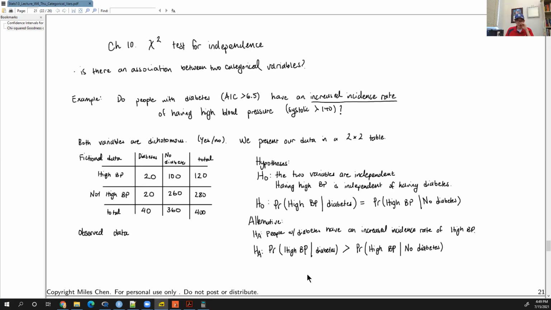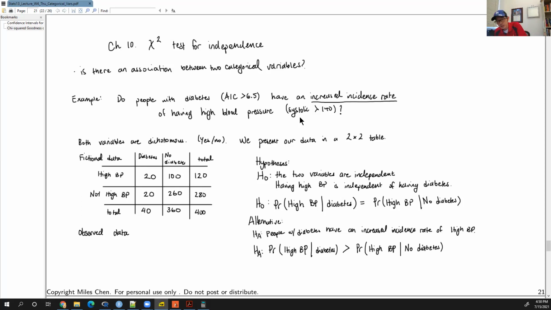And so here's the example that I'm going to use, okay? We're going to define people with diabetes as having A1C blood test levels over 6.5. And we're going to say high blood pressure is a systolic blood pressure over 140. And so the question is, do people with diabetes have an increased incidence rate of having high blood pressure?